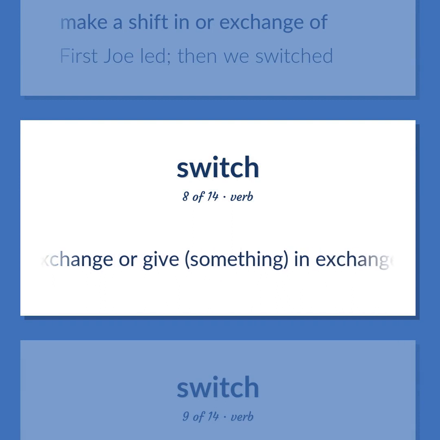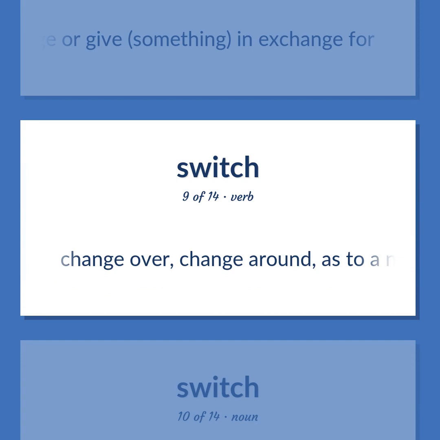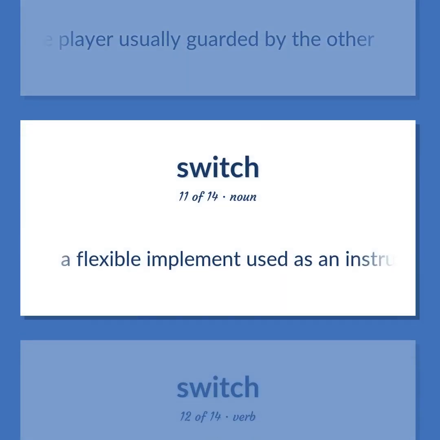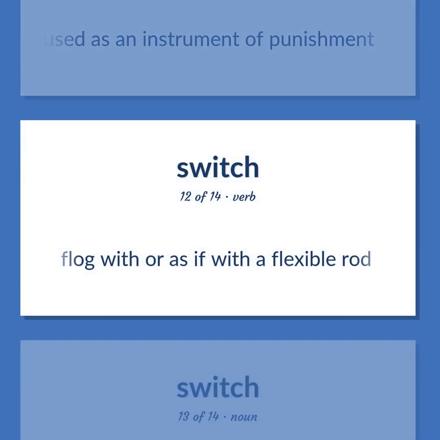Exchange or give something in exchange for. Change over, change around, as to a new order or sequence. A basketball maneuver. Two defensive players shift assignments so that each guards the player usually guarded by the other. A flexible implement used as an instrument of punishment. Flog with or as if with a flexible rod.